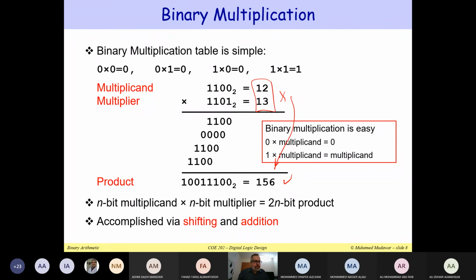Ziad, you have a question? Yes, doctor. If the two binary numbers do not have the same number of digits, for example, one is 5 digits and the other is 4 digits, should we? Okay. One way to do it: if you have 5 bits multiplied by 4 bits, the product will be 5 plus 4, equal to 9 bits.